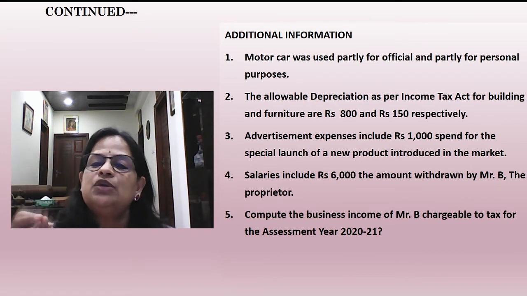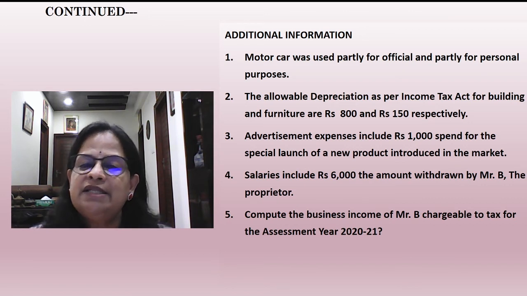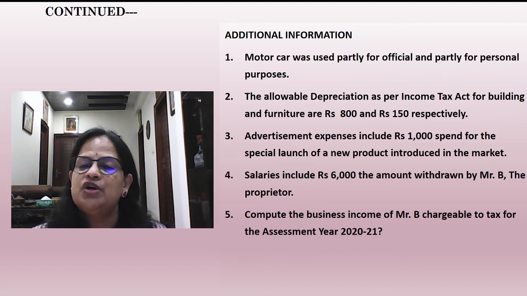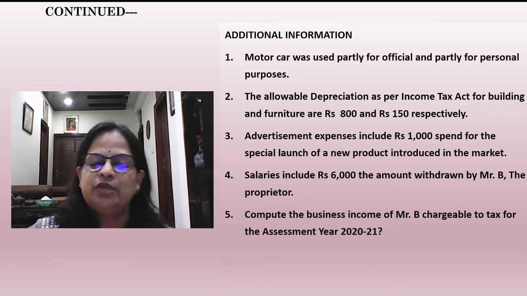Advertisement expenses include 1,000 spent for special launch of a new product introduced in the market. That is allowed because when they are doing advertisement for new products and all, what all expenditure they incur, it's allowed. Salaries include 6,000 amount withdrawn by Mr. B, the proprietor. Drawings is not allowed. Compute the business income of Mr. B chargeable to tax for the assessment year 2021.